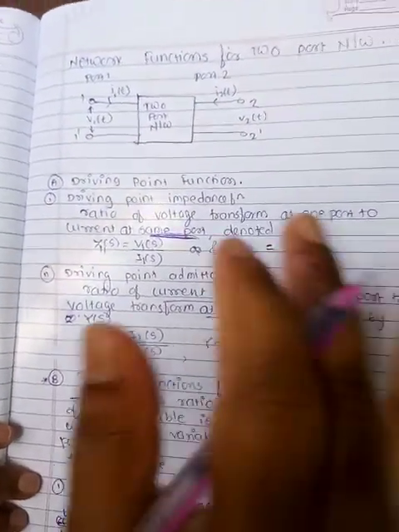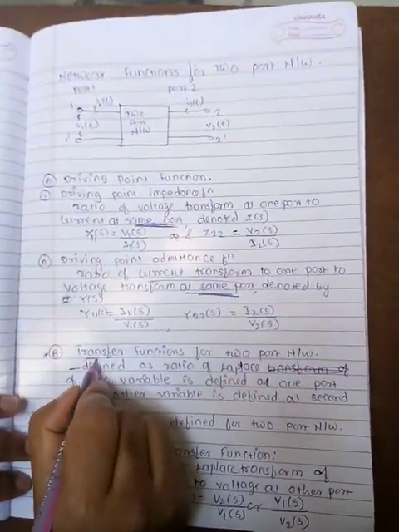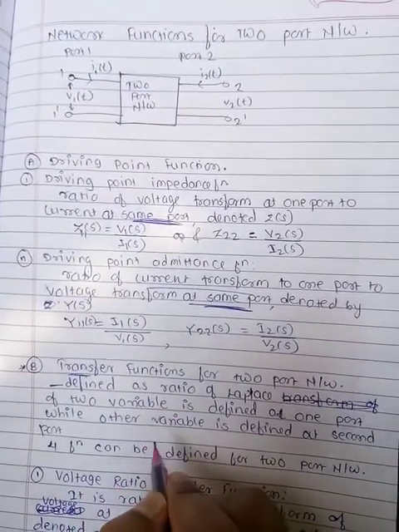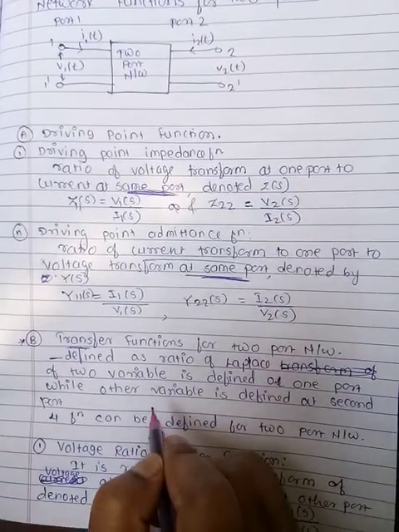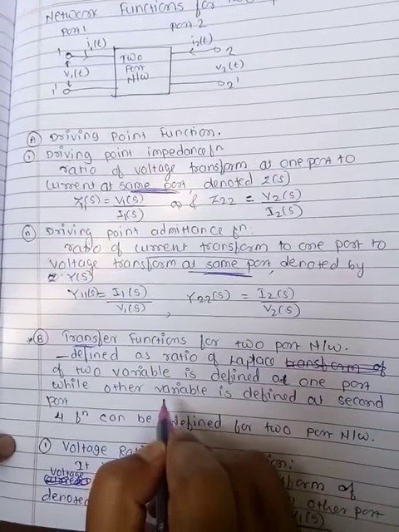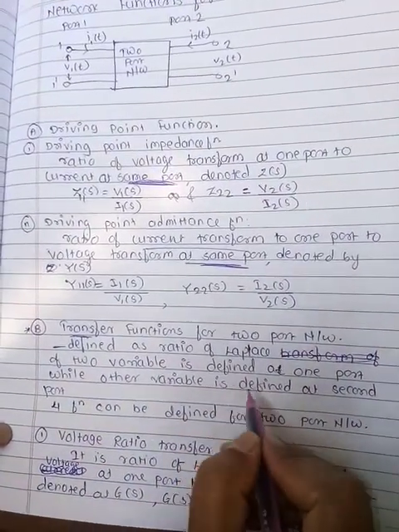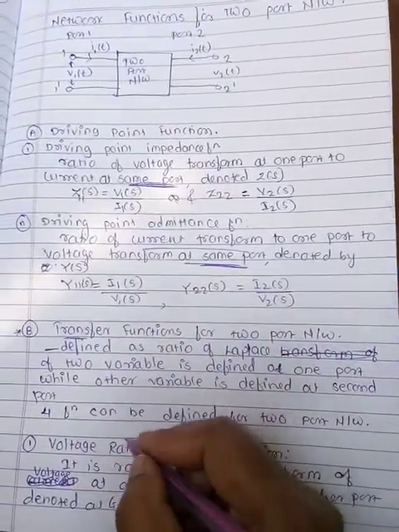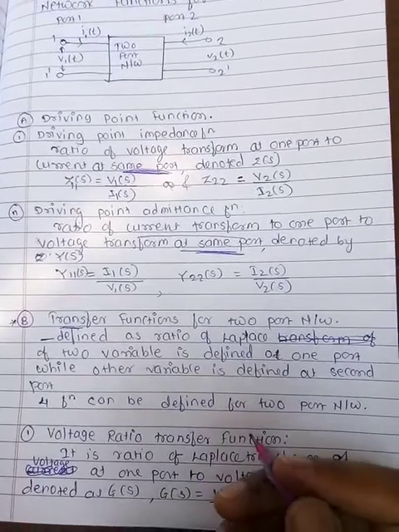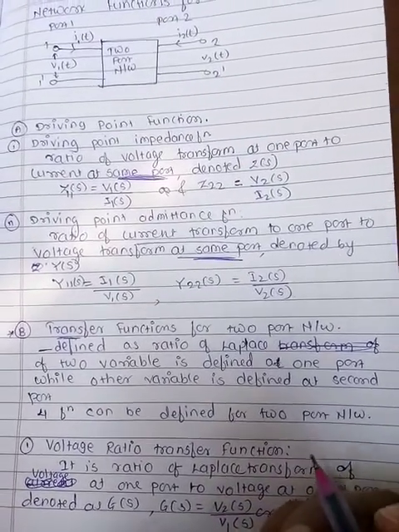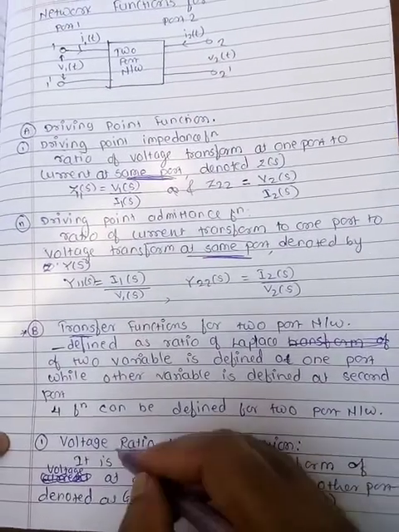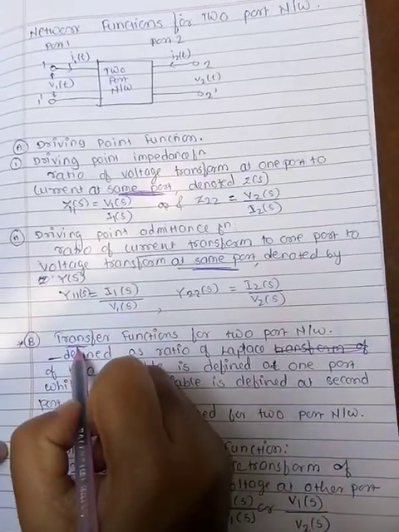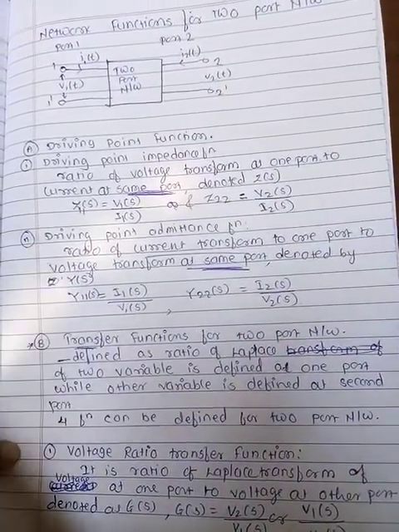Okay, now for the two port network there is the transfer function. We will see which are the transfer functions for the two port network. It is nothing but we can say the transfer function is defined as the ratio of Laplace transforms of two variables, one defined at one port, while the other variable is defined at the second port. Okay, there are four functions that can be defined for the two port network. First is the voltage ratio transfer function. Okay, this is the voltage ratio, but the word is transfer function, that's why it is from one port to the other port.